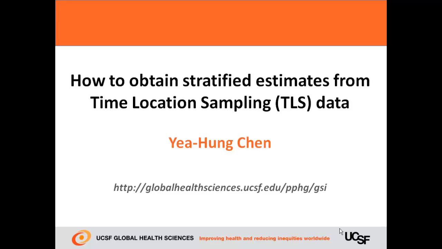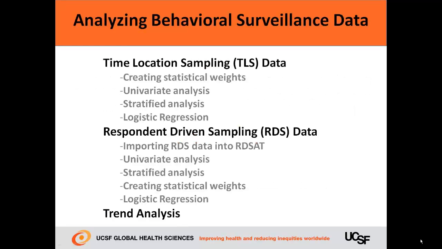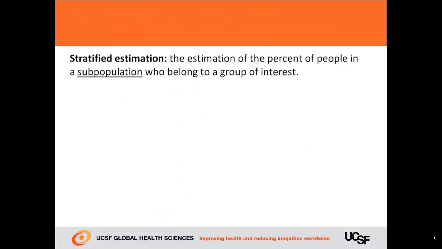In this video, I'll be showing you how to obtain stratified estimates from time-location sampling data, or TLS data. This video is part of a series on analyzing behavioral surveillance data from surveys that use time-location sampling, or respondent-driven sampling. Stratified estimation is a form of bivariate analysis. It is the estimation of the percent of people in a subpopulation who belong to a group of interest. Notice that stratified estimation looks at subpopulations, not populations of interest.